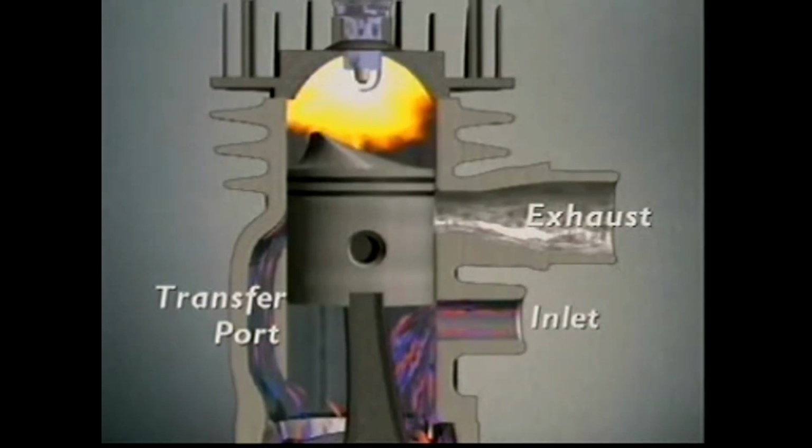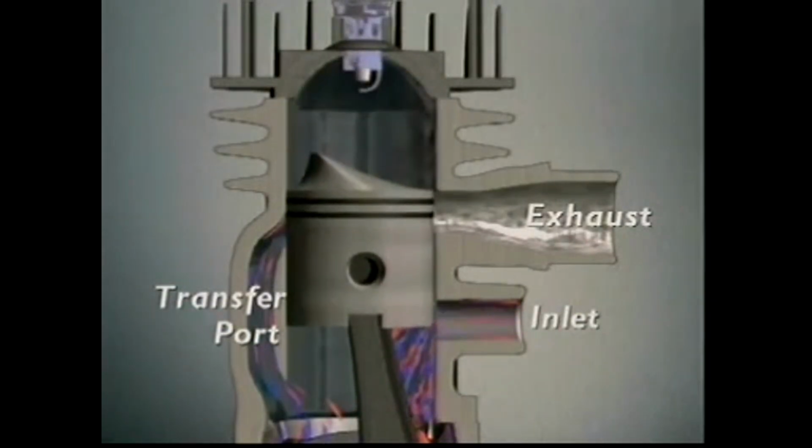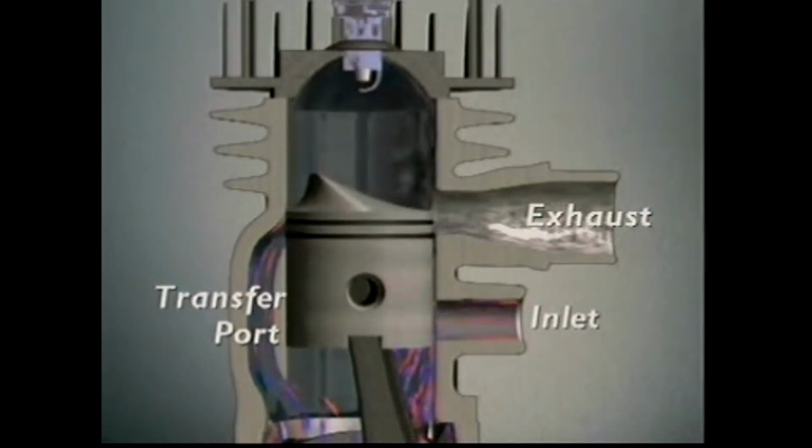The bottom of the piston covers the inlet port as the top of the piston uncovers the exhaust port. Opening the exhaust port starts the scavenging process. It releases the pressure above the piston and burned gases escape. At the same time, closing the inlet port means the descending piston is compressing the air-fuel mixture in the crankcase.